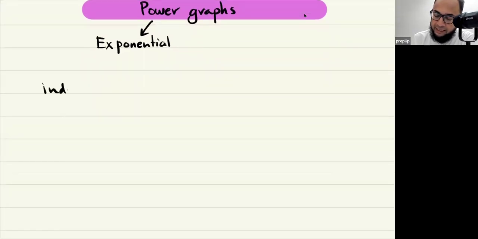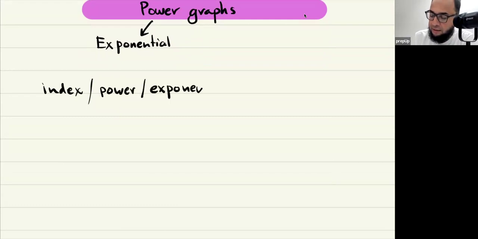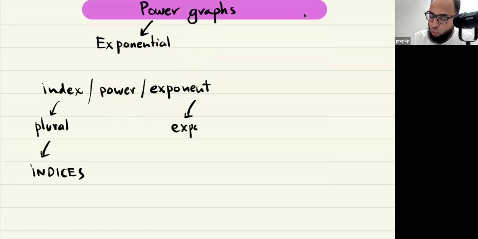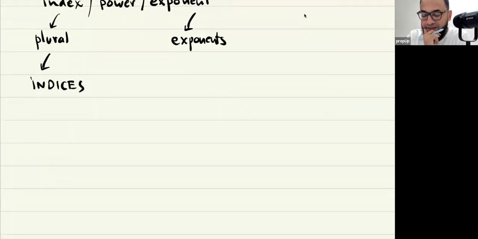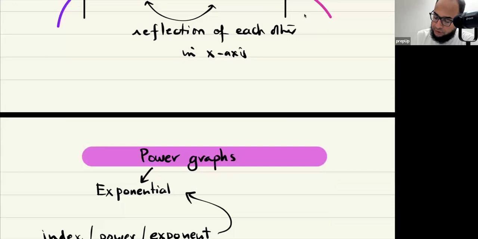The words index, power, exponent mean the same thing. The plural of index is the chapter that you study, which is called indices. And the chapter of exponent is also known as exponents. And the word exponential comes out of this. So now, what kind of graph are we talking about?